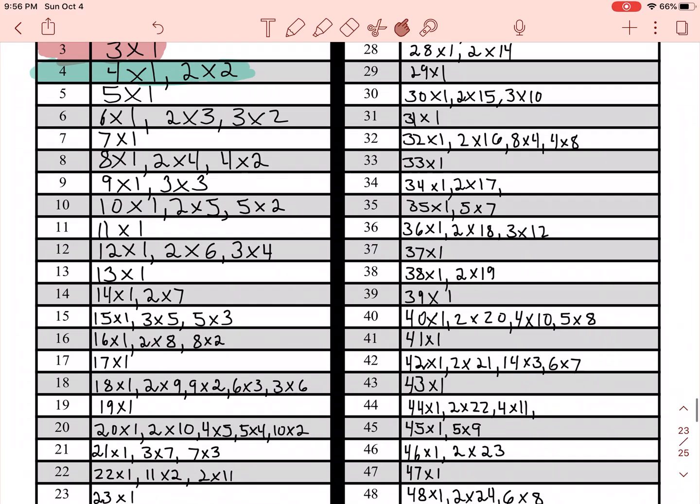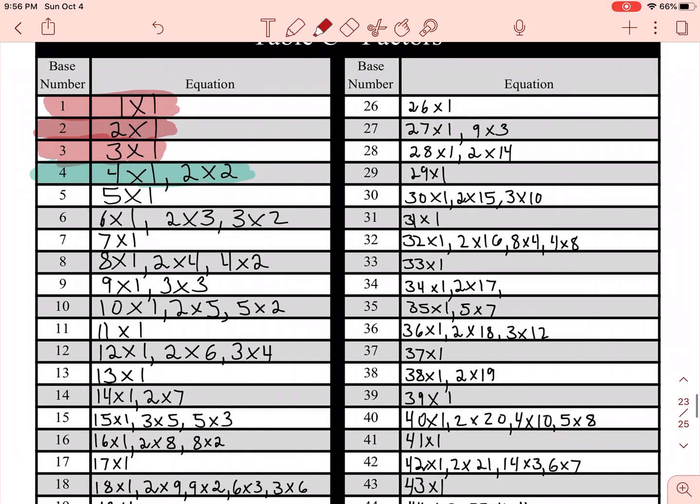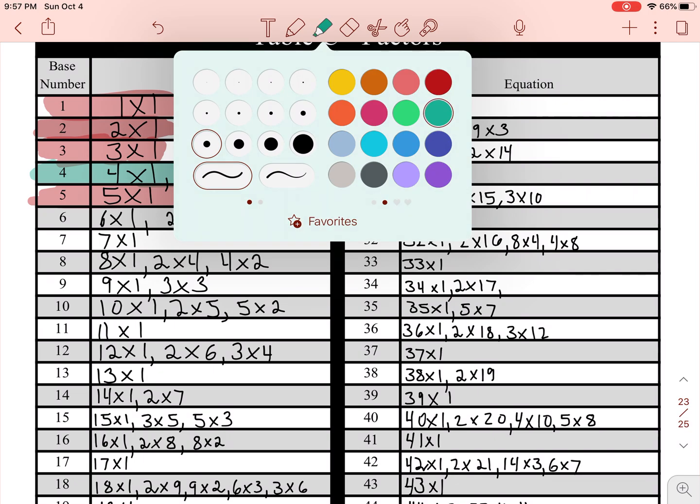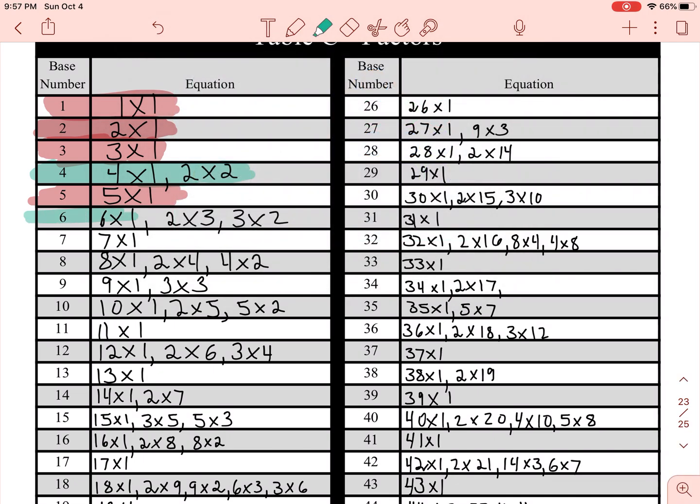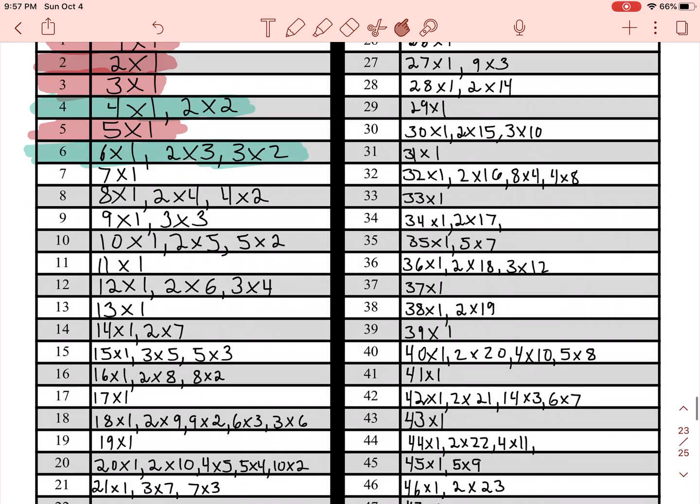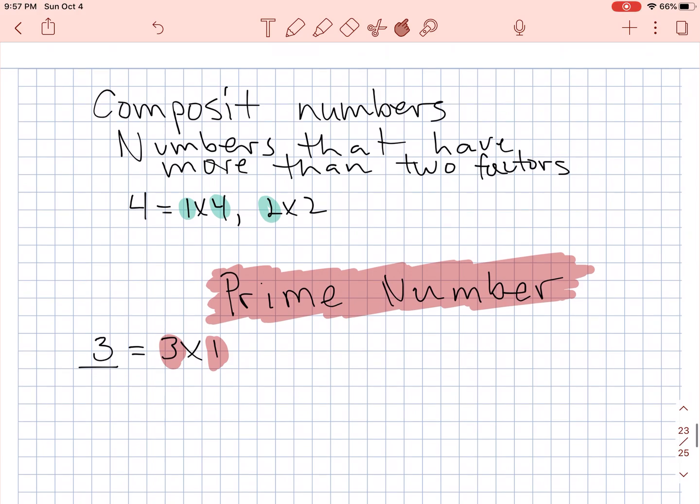So let's just kind of carry on with this here. How about 5 times 1? Is 5 prime or composite? Well, it only has 2 factors, 1 and itself, so it must be prime. How about 6? Does 6 have 2 factors or many factors? Is it prime or composite? I see that it has many factors, so it must be composite. It's a composite number. So we're introducing this new idea of prime numbers and composite numbers.